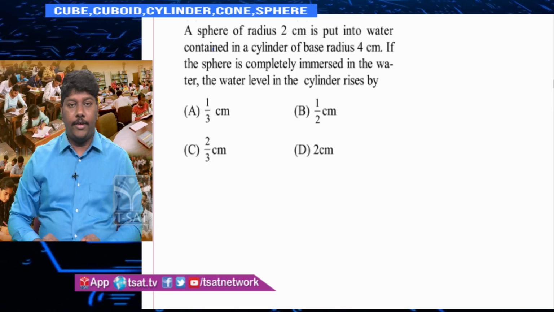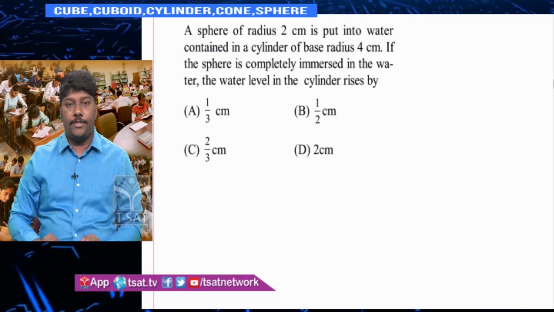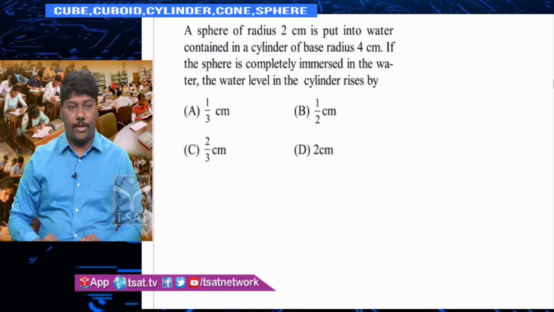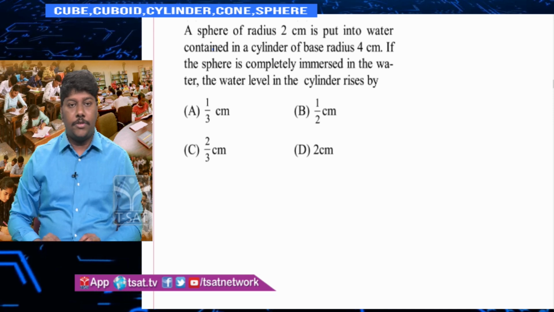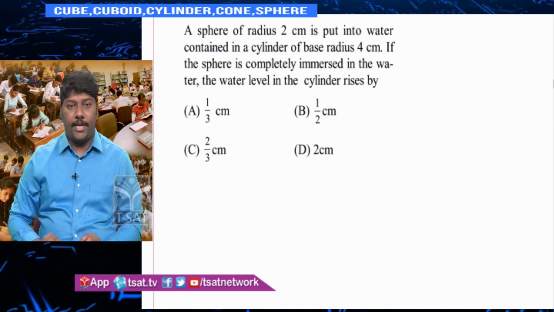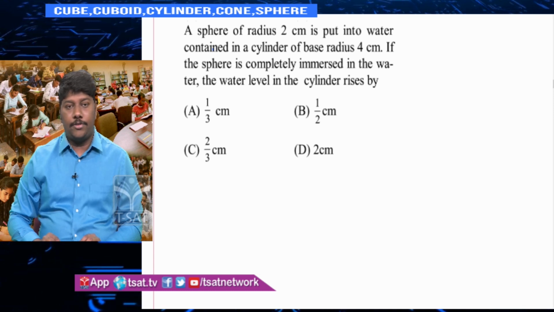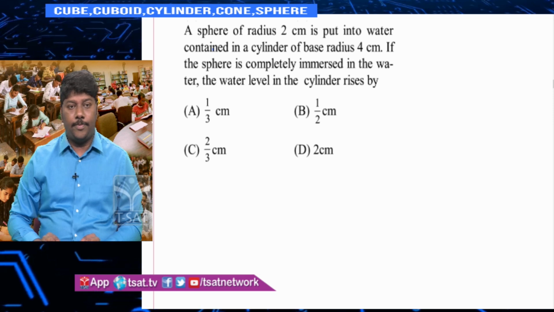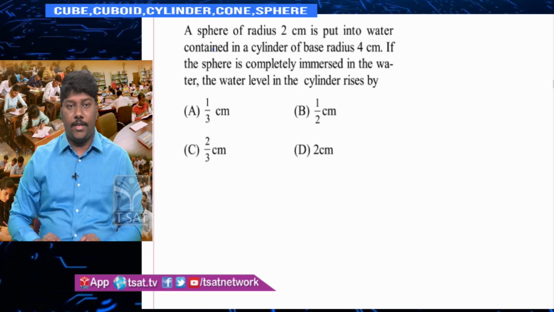A sphere of radius 2 cm is put into water contained in a cylinder of base radius 4 cm. If the sphere is completely immersed in water, the water level in the cylinder rises by. So you are putting a sphere inside a cylinder which is already filled with water. Obviously, the water level in the cylinder increases by a certain extent. Now he is asking you how many centimeters it increases by.